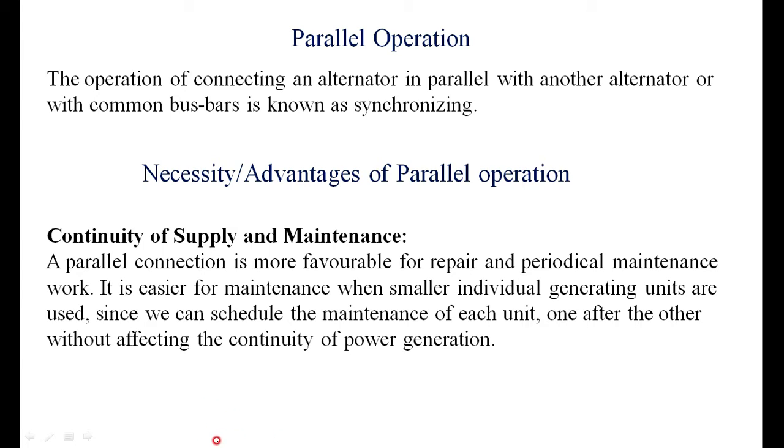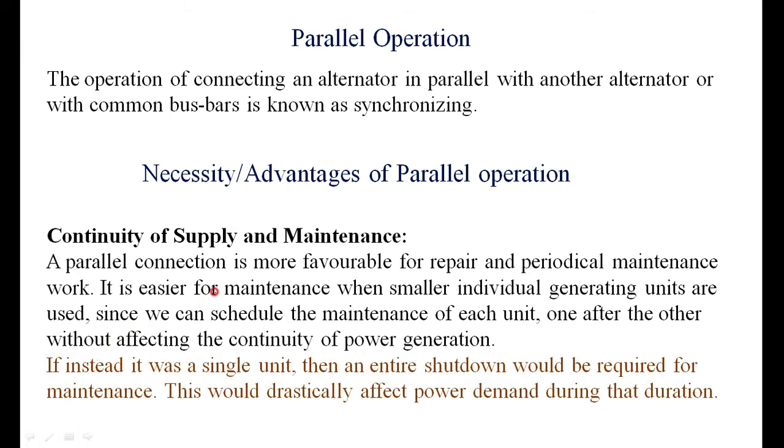The same thing is written here. If instead there was a single unit, then the entire shutdown would be required for maintenance. This would drastically affect the power demand during that maintenance duration. If you are using smaller units, you can take them one by one for maintenance without disturbing the continuity of the supply.